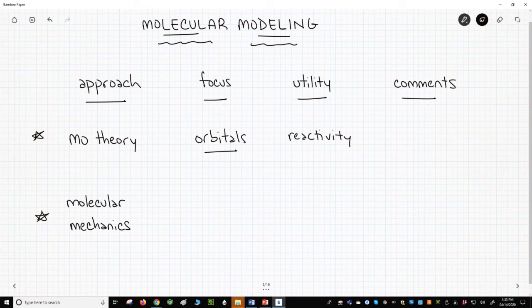But MO theory requires a lot of computer power. It's hard to work through these mathematical equations. You need special software to do MO theory calculations. There is another type of modeling, molecular mechanics. In molecular mechanics, molecules are treated as rigid spheres and flexible bonds.